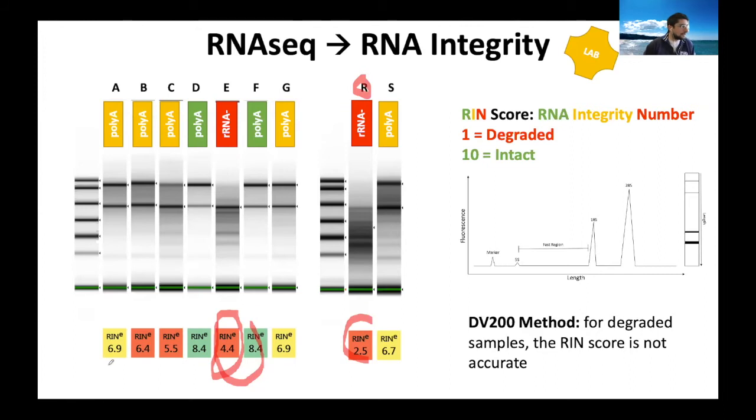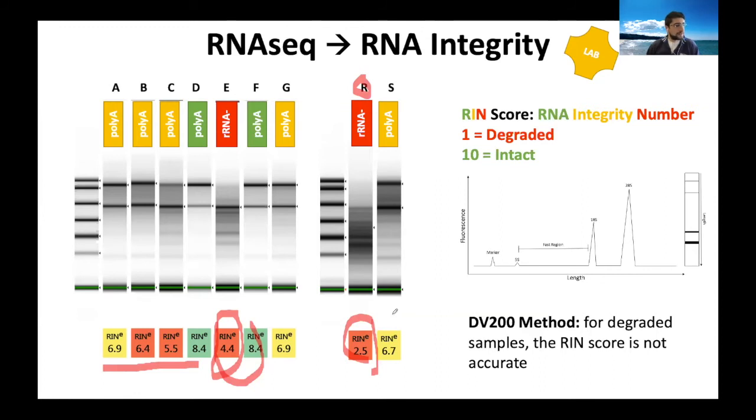How about in the middle here? How about these numbers? 6.9, 6.4, 5.5. What would you do? It's still possible to do a poly-A. The only thing is you expect to have the so-called 3' end bias. So your reads are coming mainly from the 3' end of the fragment.